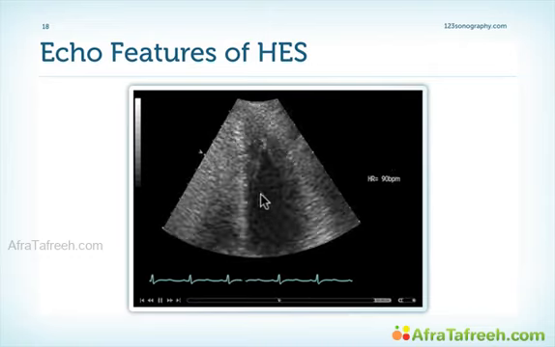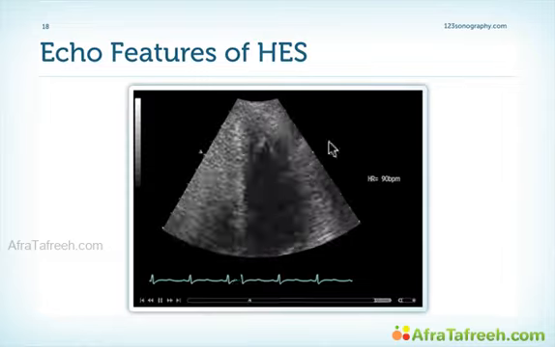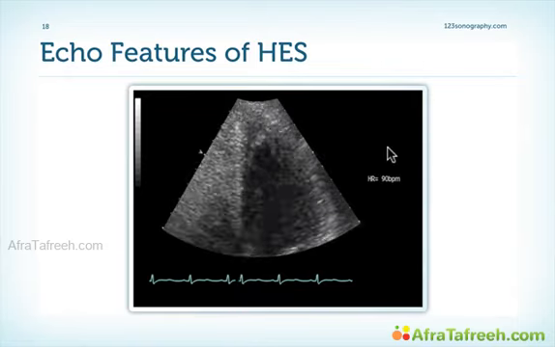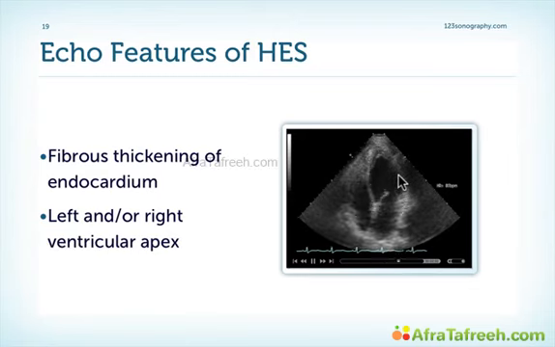How can we differentiate this from a thrombus? Well, simply because we have hypercontractile function. It would be very unlikely to have a thrombus in such a region. Again, take a look at the fibrous thickening of the endocardium. Endomyocardial fibrosis, that's the name of the disease. And remember that the infiltrates can be located not only in the left ventricular apex, but also in the right ventricular apex.